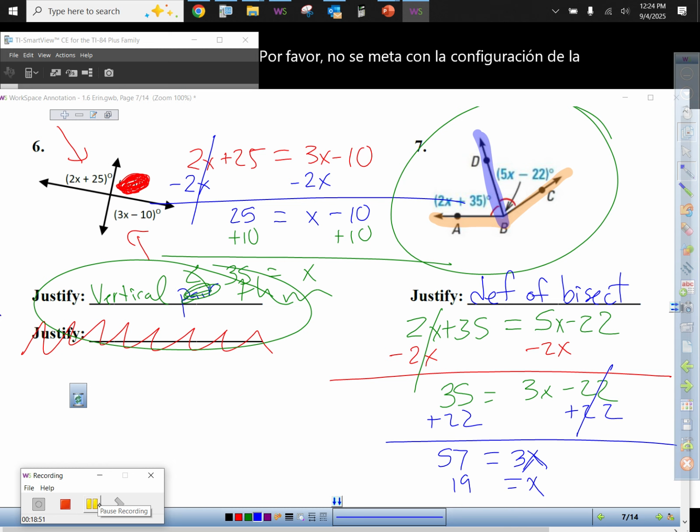Definition of bisect is totally why that happened. And we're going to use definitions more than anything. How many vocab words have we had so far, right? Yes, ma'am.